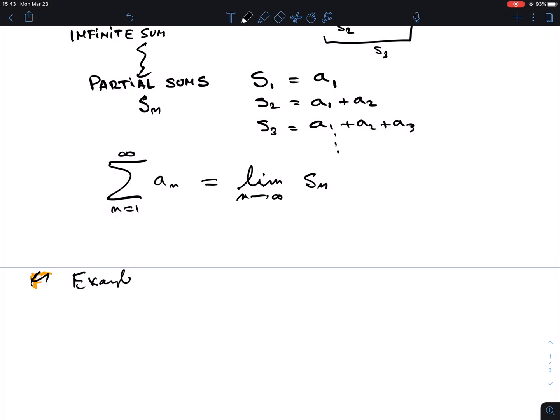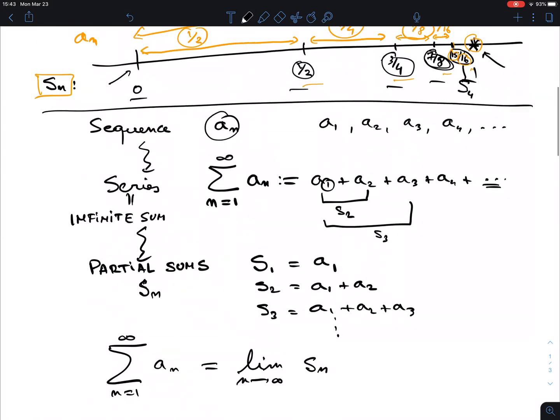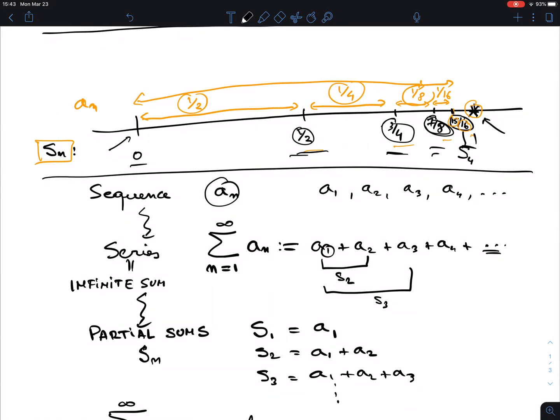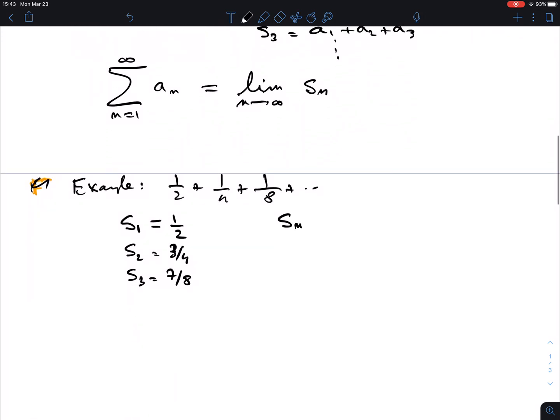Example that we were doing: a half plus 1/4 plus 1/8 plus, and so on. Let's calculate S1. We had them, right? S1 was a half, S2 was 3/4, S3 was 7/8, in case you don't believe me, and so on. What we see is that the pattern is very easy. The denominator is again the same power of 2 to the n, right?